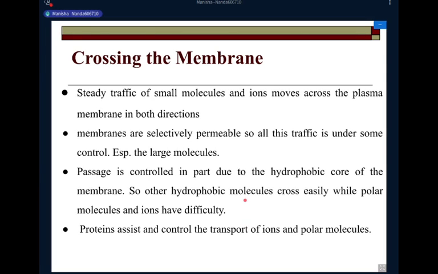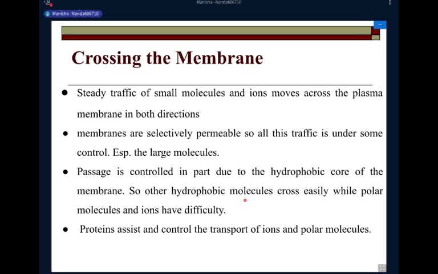Now, first of all, we need to understand why crossing the membrane is important. I mean, why is it important that membranes should allow the movement of molecules from inside to outside the cell and outside to inside the cell? So, the steady traffic of small molecules and ions across the plasma membrane is seen to occur in both directions. Now you see very small molecules can easily cross the lipid bilayer, right? And membranes are selectively permeable. So all this traffic is under some control, and especially the large molecules.